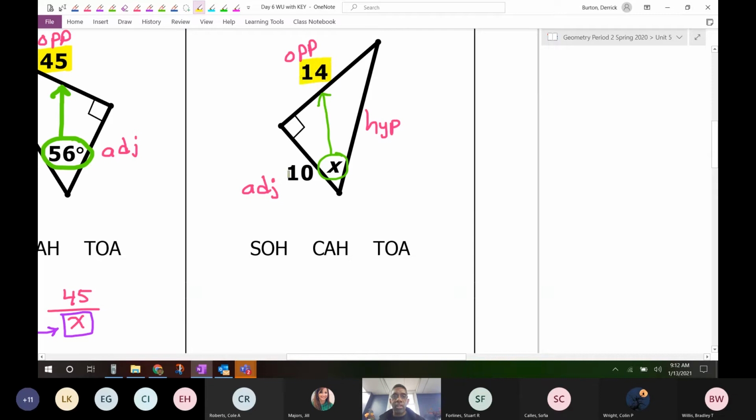Here we have the 14 and the 10. That's opposite and adjacent. All right, opposite and adjacent is right here. That's why we're going to use the tangent function. So we will go ahead and set up the tangent function. We have tangent of the angle that we circled, even if that angle is an X. Tangent of the angle is equal to opposite over adjacent, which in this case is 14 over 10.